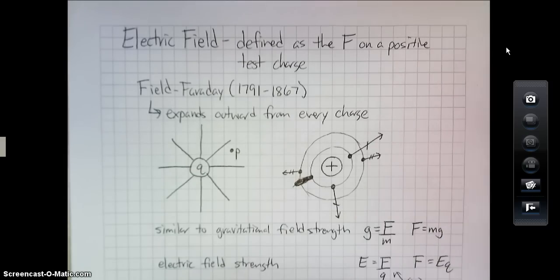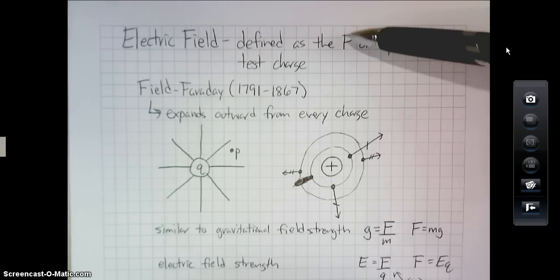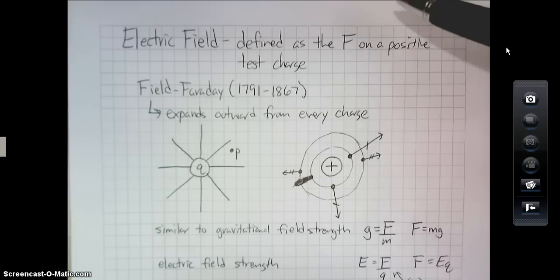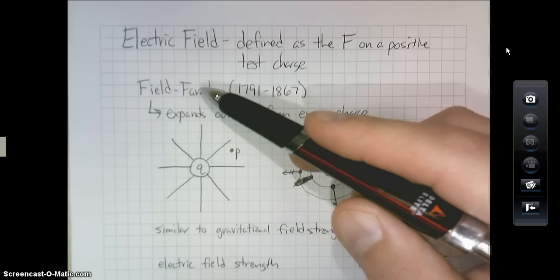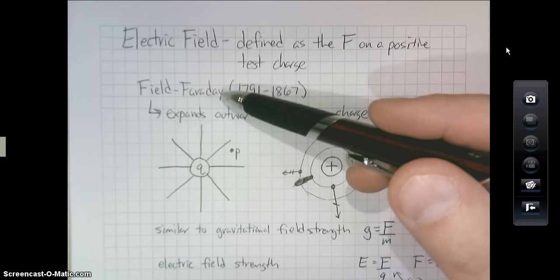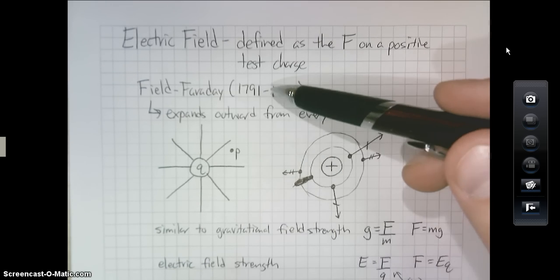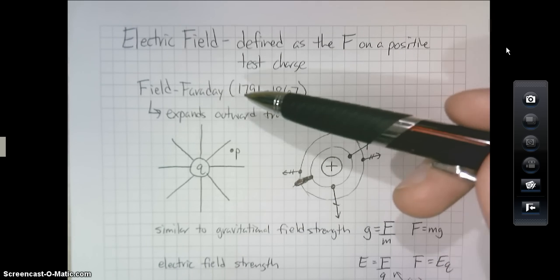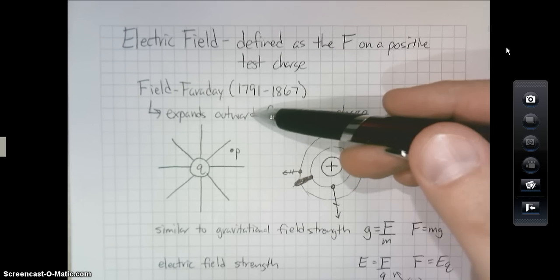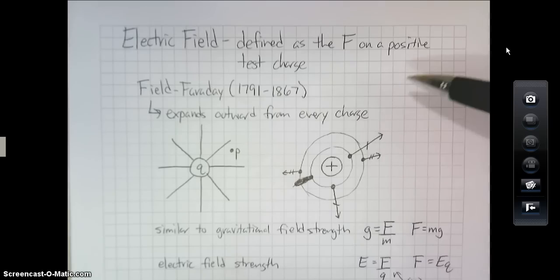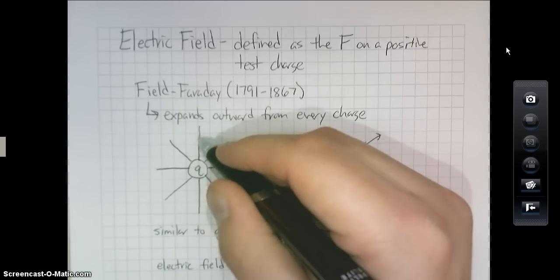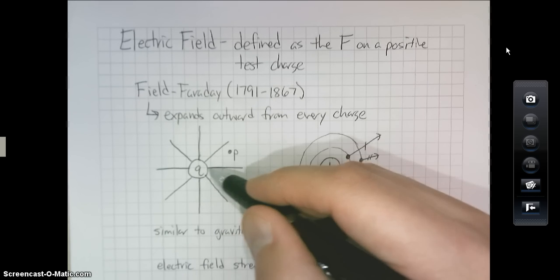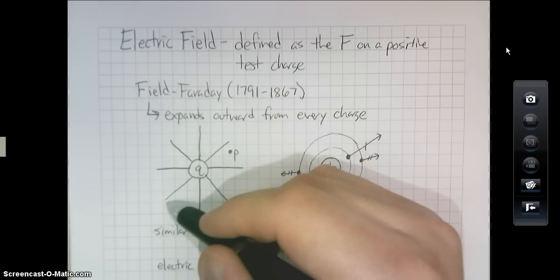All right, electrical fields. Electrical fields are defined as the force on a positive test charge. Fields were studied pretty thoroughly by a man named Faraday. What he said is that these electrical fields expand outward from every charge. So if I have a charge here, we draw fields with lines. There are lines that extend out in every direction from the charge.